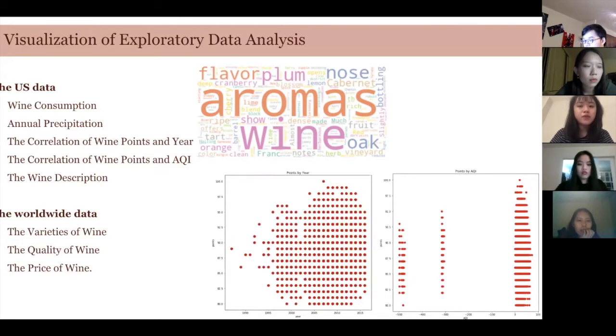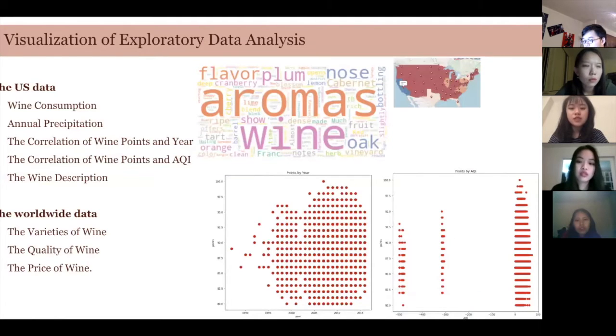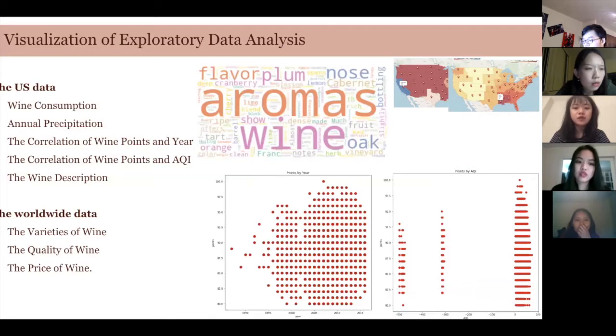For example, the graph on the top shows the word cloud of wine descriptions. There are many different words used in the descriptions, such as aromas, wine, flavor. Now let's look at the graph on the left. This graph shows the correlation between wine points and year. We can find that only wine produced after 2003 gets points over 97.5.